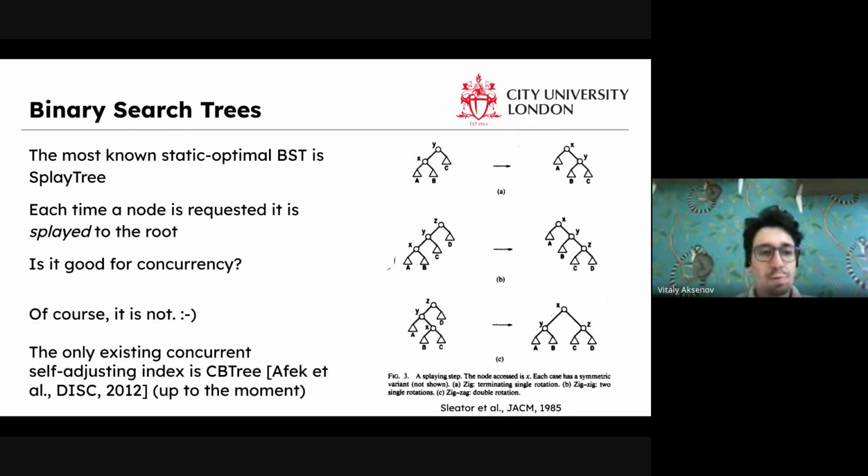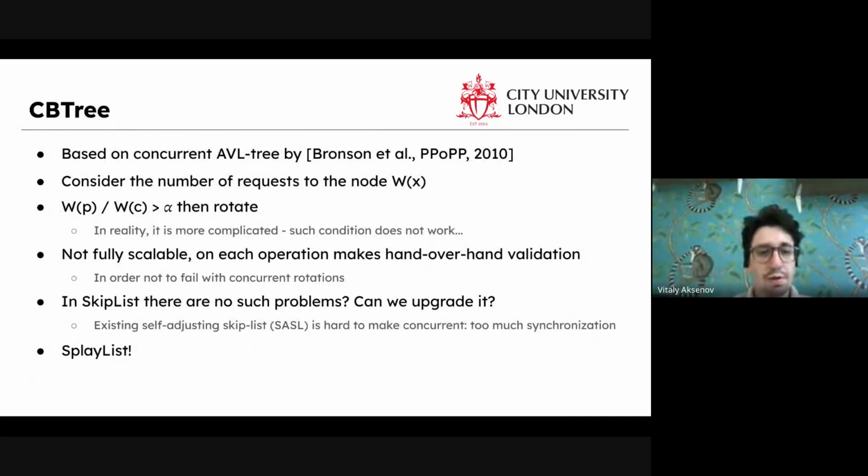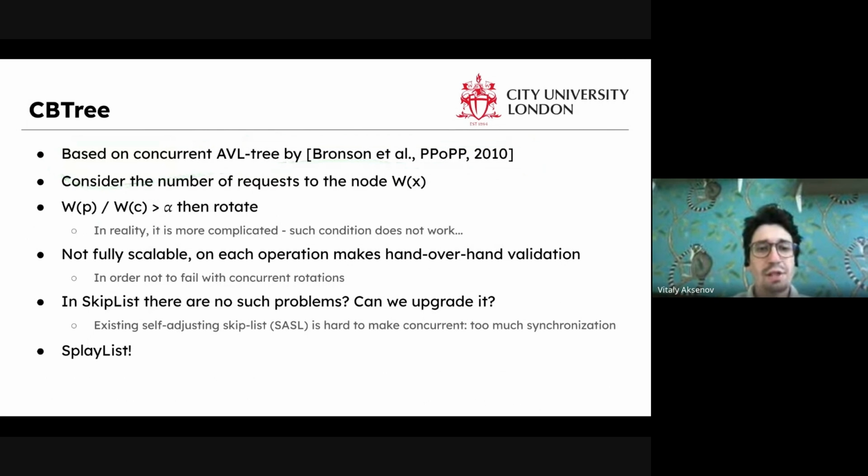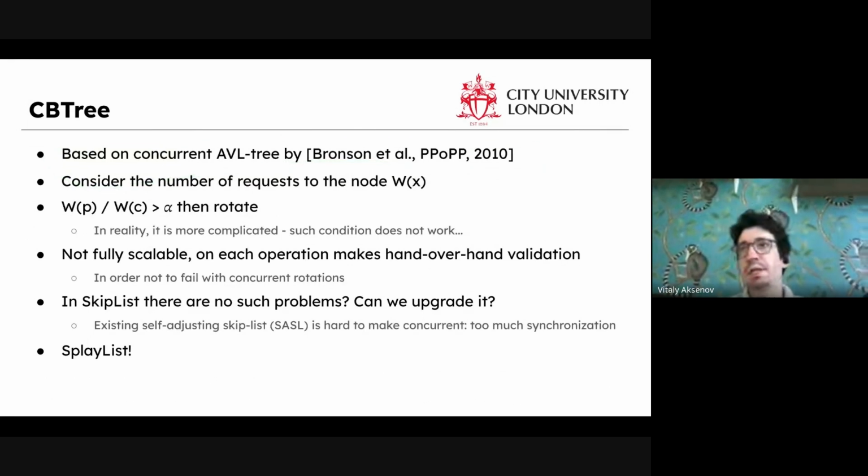So the only existing concurrent self-adjusting index that was available for a long time is CBTree, up to the moment when we came out with another concurrent data structure. So let us look a little bit at the CBTree. It is based on the concurrent AVL tree by Bronson. The main idea of this tree is that when you go down the tree, you maintain hand-over-hand validation. So why do you need this?